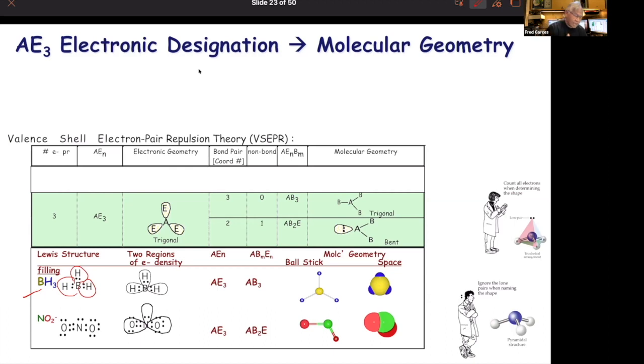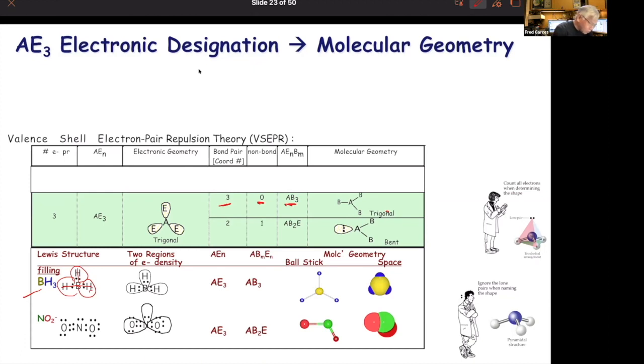Don't overthink it. And then at the end of BH3, there's bonded atoms. There's a bonded atom here, here, and here. So the molecular geometry is also trigonal planar. Trigonal planar right here. 3 bonded atoms, 0 lone pairs. It's trigonal planar, and the molecular geometry designation is AB3. B stands for bonded atom. A stands for the central atom.